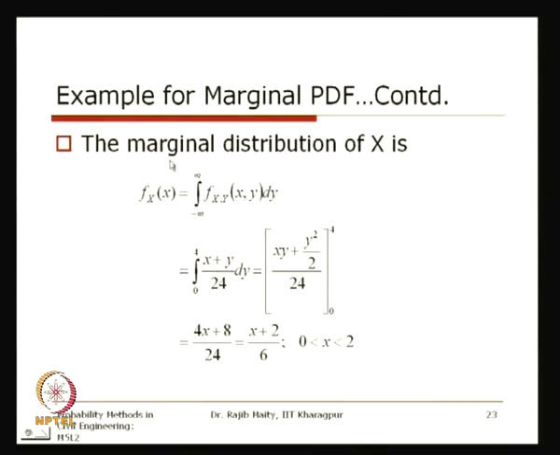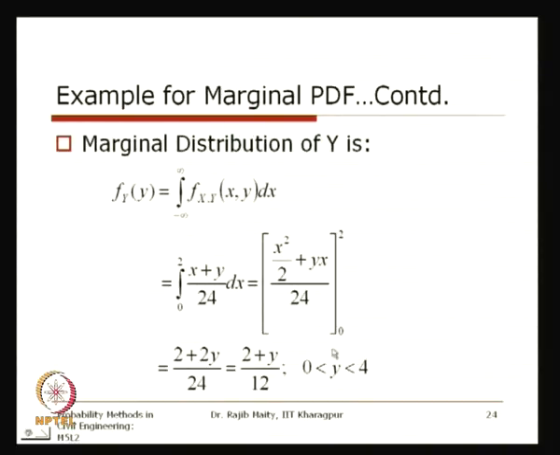Now if we want to know the marginal distribution of x, then we know that we have to integrate it with respect to y, from minus infinity to plus infinity, so we are taking over the entire range, which is 0 to 4. If we take this range for y, we will get (x plus 2) by 6, and the range for x is from 0 to 2.